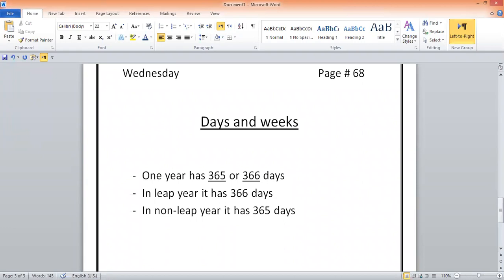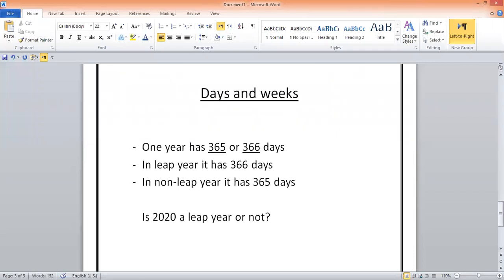I'll give you the example. Let's suppose I ask you, 2020. Is 2020 a leap year or not? This is the question. So what you will do, guys, the solution is you will divide 2020 by 4.